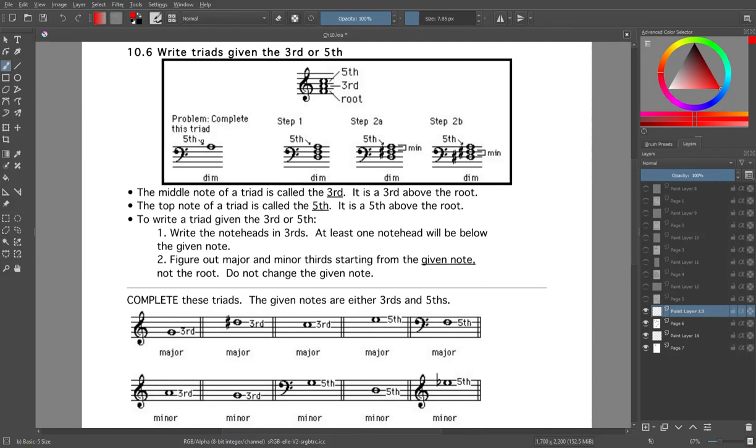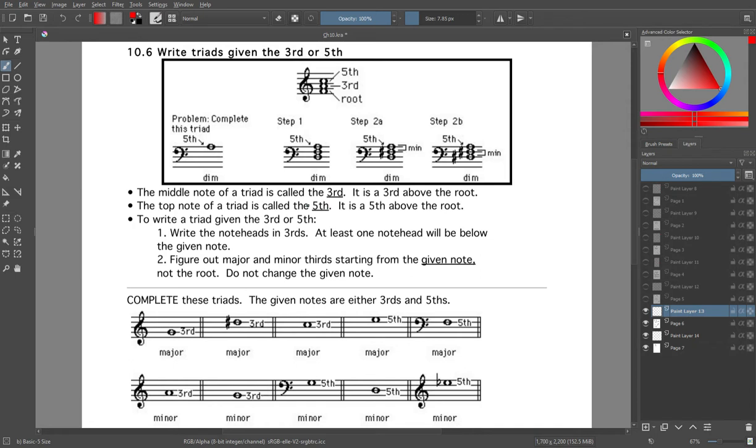Right, 10.6, write triads given the third or the fifth. So we've been writing triads given the root or the lowest note. However, we can write them using other notes as well. The middle note of the triad is called the third. It's a third above the root. And the top is called the fifth because it's a fifth above the root.